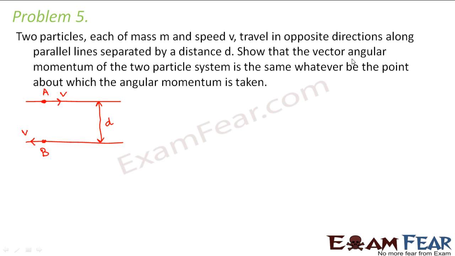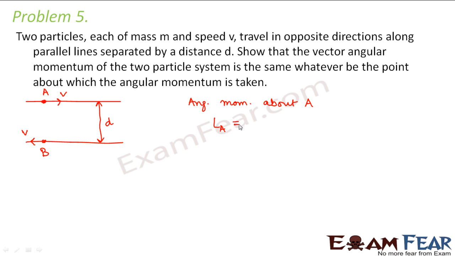Show that the vector angular momentum of the two particle system is the same whatever be the point about which the angular momentum is taken. So we have to calculate the vector angular momentum of this two particle system. So let us calculate the angular momentum about the point A itself. So angular momentum about the point A.